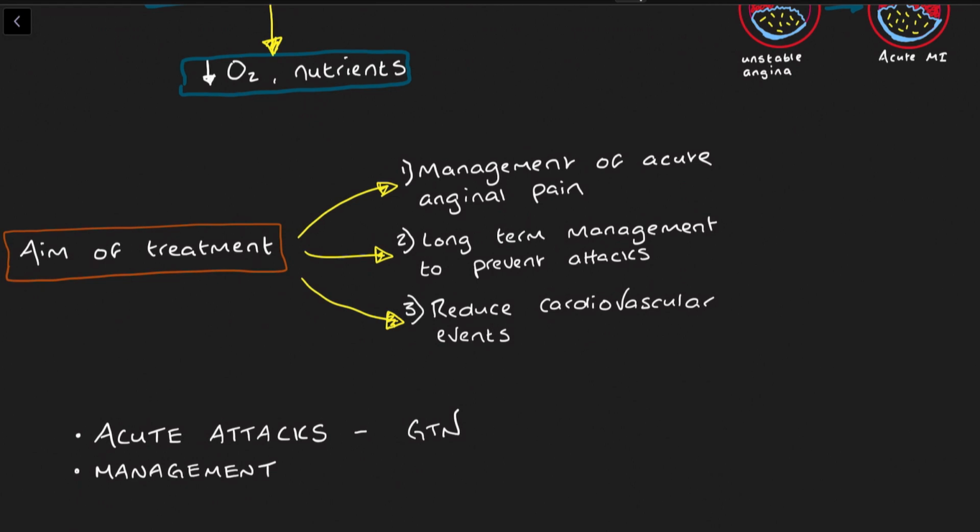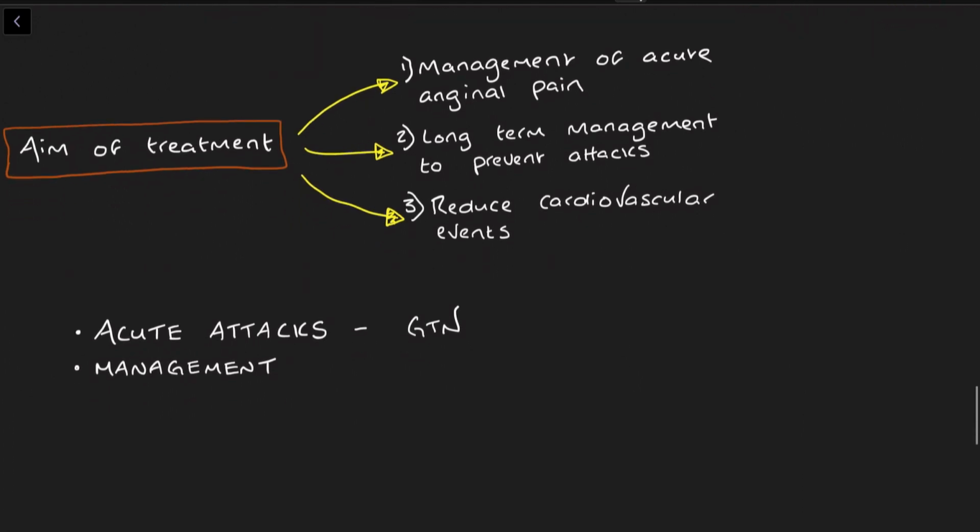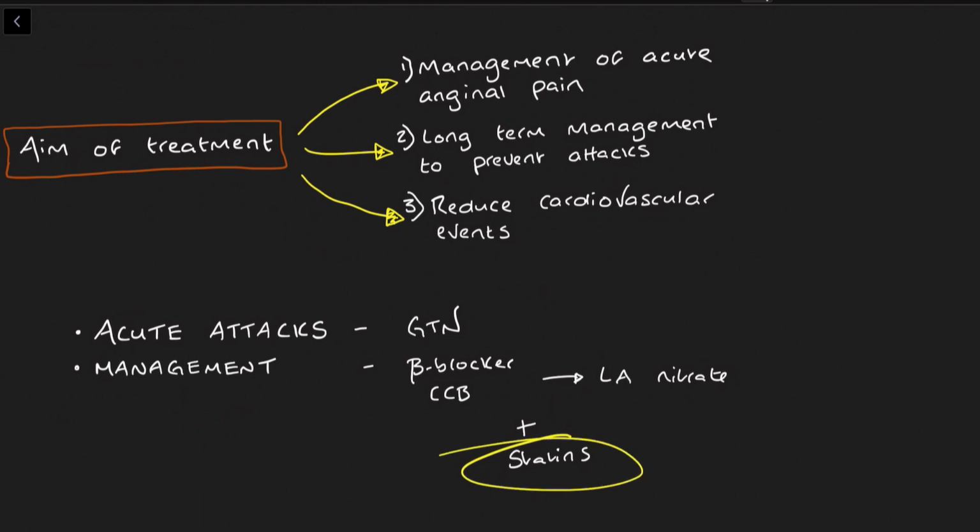In terms of management, patients with stable angina should be given a beta blocker or a calcium channel blocker. If both are contraindicated, then you can have monotherapy with a long-acting nitrate, as we mentioned earlier. Treatment is usually combined with a statin, so this is to reduce any underlying atheromatous disease and prophylaxis against thrombosis. It could also be used with an antiplatelet drug such as aspirin.